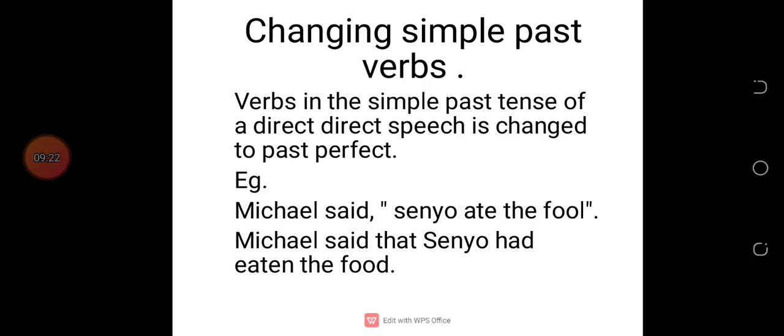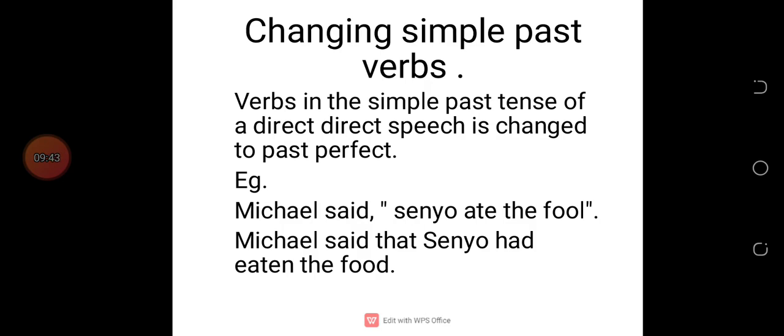So help me go through that quickly. Teria said that Olabode had returned at noon. So we have "had returned," informing us that the sentence has been changed into the past perfect tense.